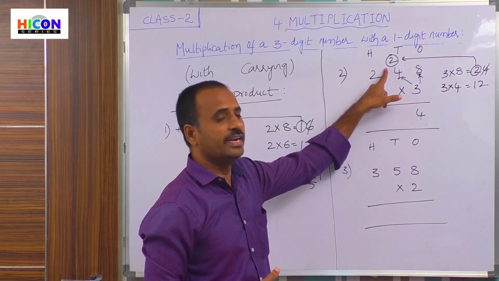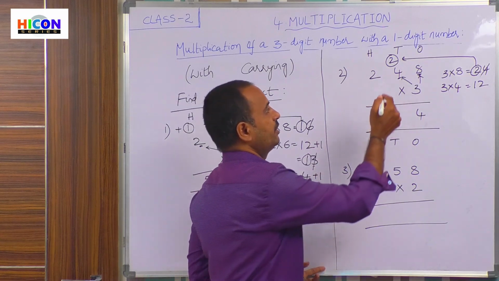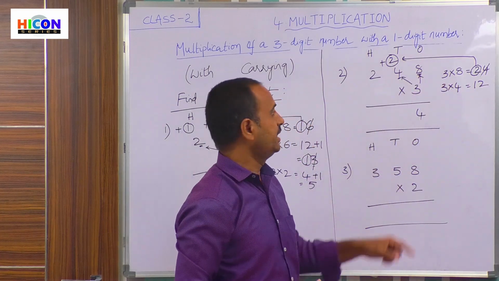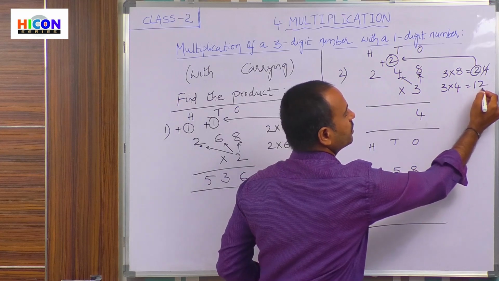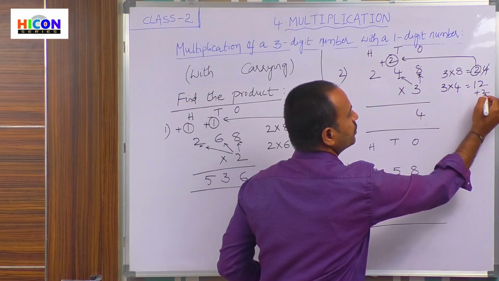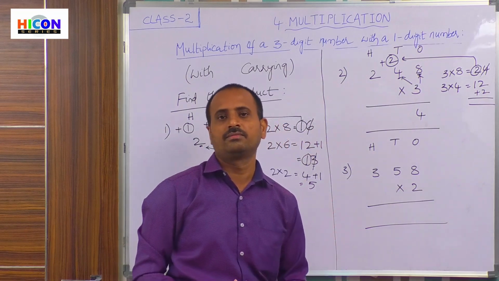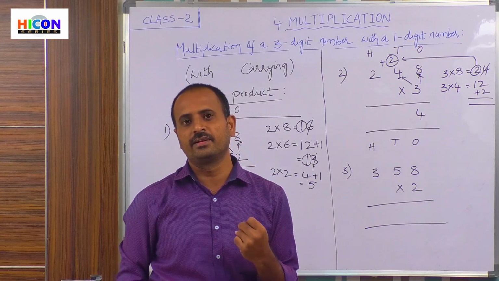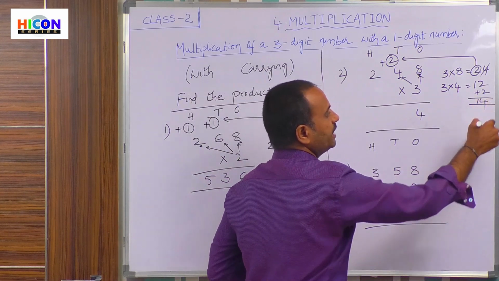So if there is a carried number, what do we have to do? If there is a carried number, we have to add that carried number to the product. So what is the carried number? 2. So add this 2 to the product. That is 12 plus 2. So how much will you get? If you add 2 to 12, take 2 fingers: 12, after that 13, 14. So if you add the carried number, we will get 14.